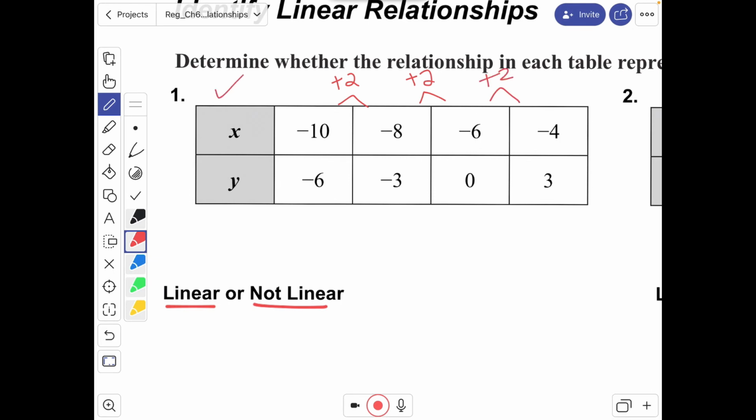So the x's have a constant. Let's see if the y's are also constant. This is also increasing, so this increased by 3, and this increased by 3, and this increased by 3. So both the x and the y were constant. If they're both constant, then it is linear.